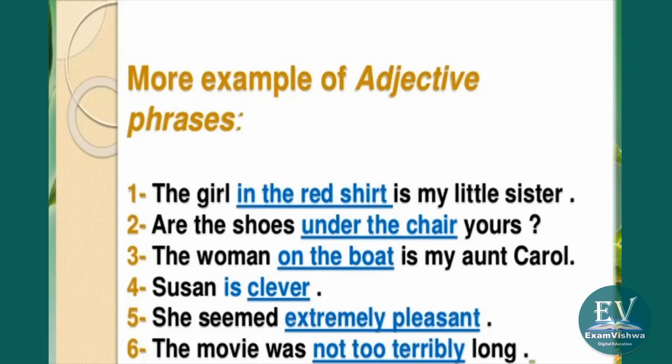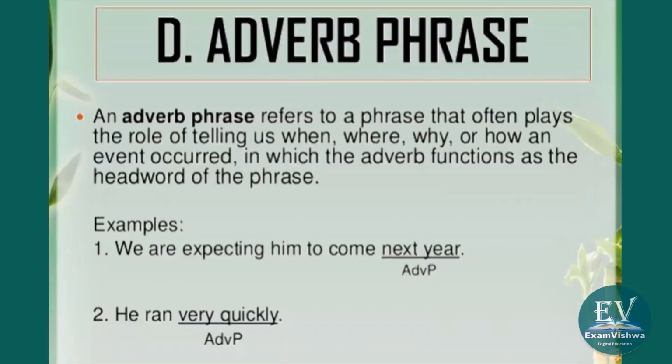But try to understand this point also. It is important. What about an adverb phrase now? An adverb phrase refers to a phrase that often plays the role of telling us when, where, why or how an event occurred. You know what an adverb is? An adverb modifies the verb. What is the verb? The action is the verb.